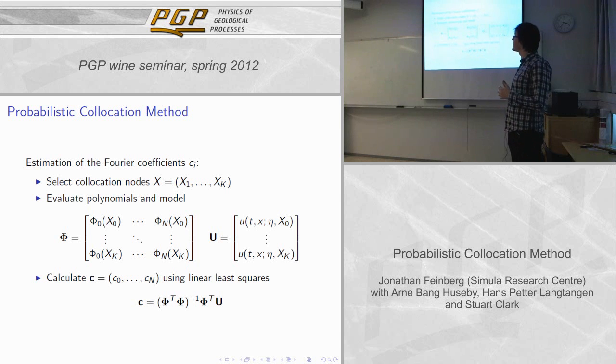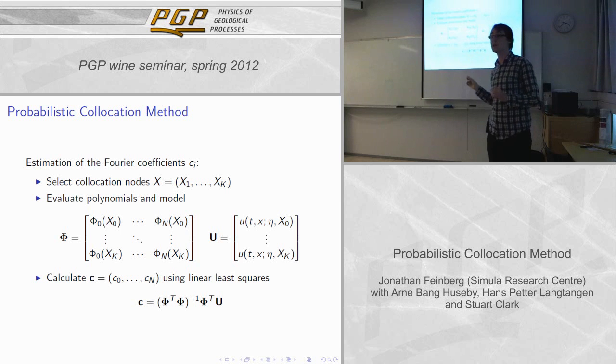Basically what we do is we select some collocation nodes. Some nodes basically spread out throughout our domain that we want to evaluate for. And when we say domain, I mean the domain of the uncertain parameter xi. Time t and spatial coordinate x is implicit in this case here. We are just reducing this just to look at the uncertain parameters. Then when we have these collocation nodes, we evaluate both all the polynomials and the solver for these collocation nodes.